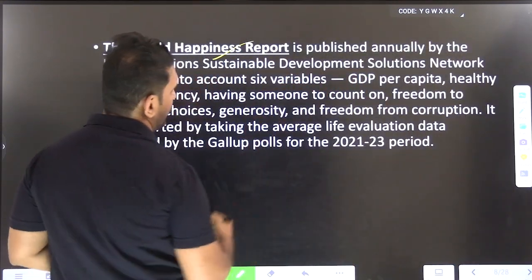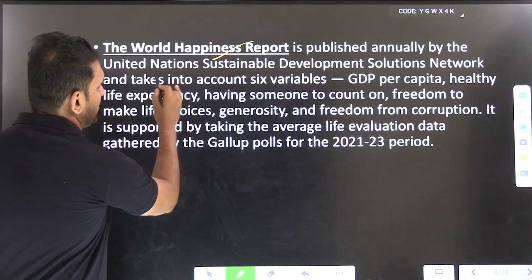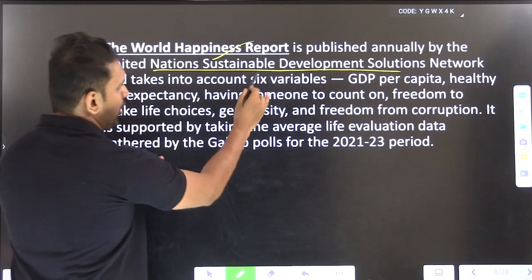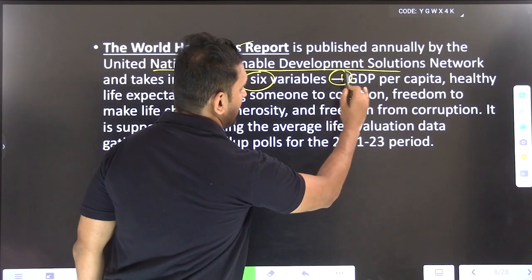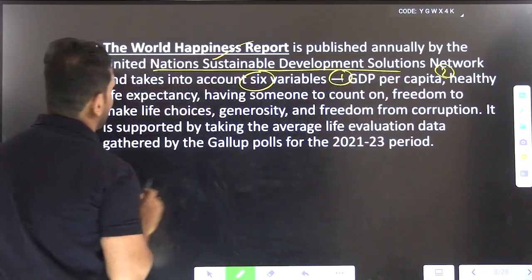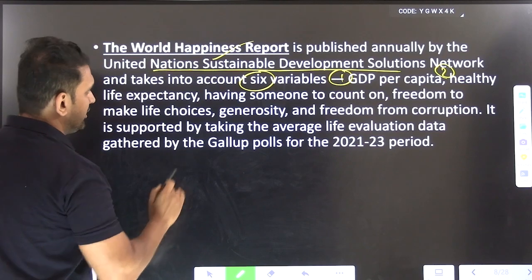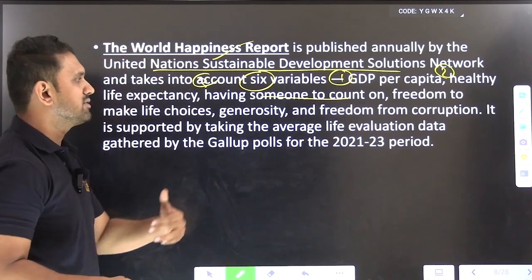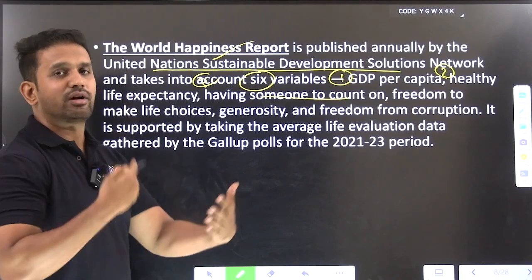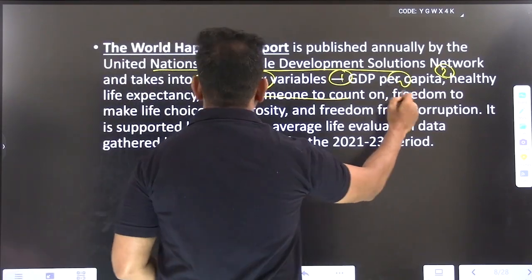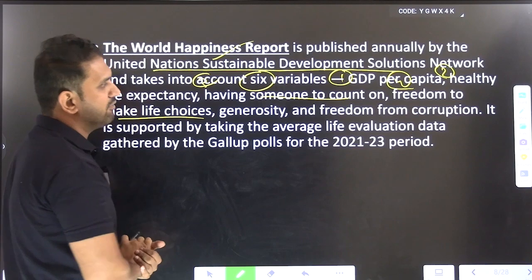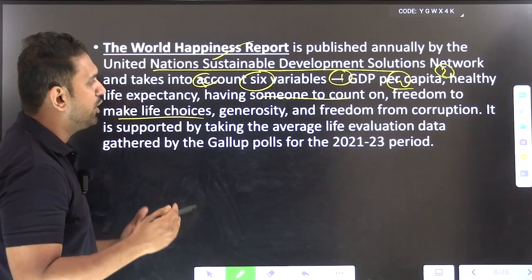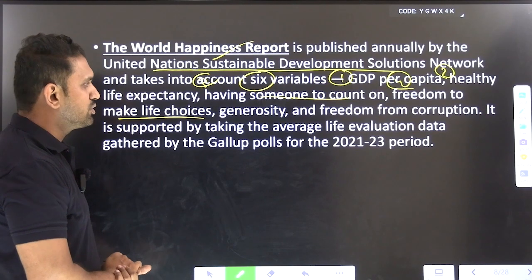The World Happiness Report is published by the United Nations Sustainable Development Solutions Network. Remember this point. It takes into account 6 important variables. First is GDP per capita. Second is healthy life expectancy. Third is having someone to count on, someone who can help us if we are in need. Fourth is freedom to make life choices. Do we have the choice to do UPSC, become an entrepreneur, or go abroad? That kind of feeling also gives happiness.